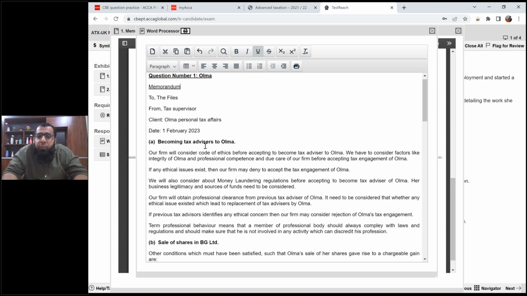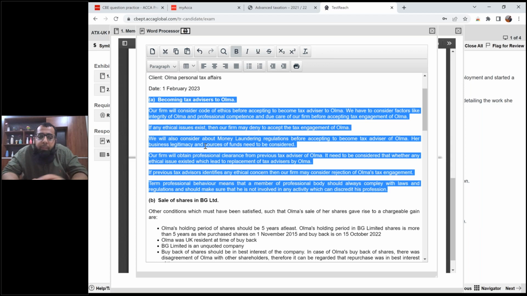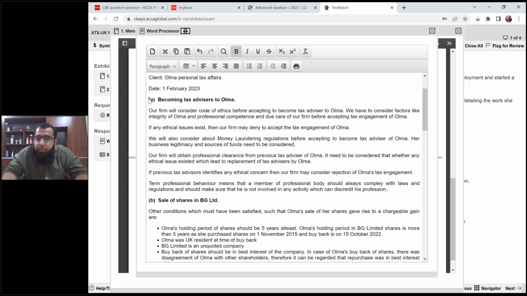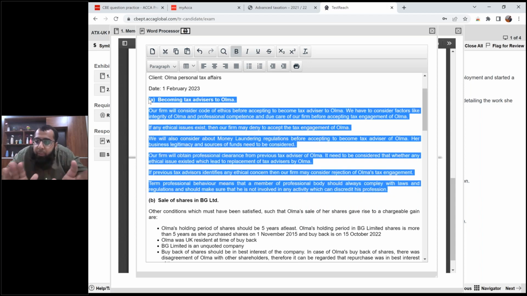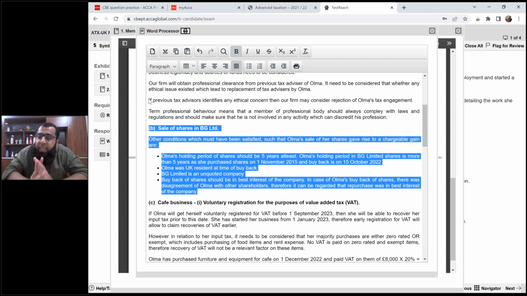Okay. Now, first we made the format of the memorandum. Then there was the easy 5 marks requirement, becoming a tax advisor to Alma. What are the matters we will consider and what are the actions which we should take? I think this was a very easy and straightforward requirement. Then repurchase of shares, a piece of cake. A simple rule-based requirement. If you remember the rule, you would use the summary note and you would have easily identified it.